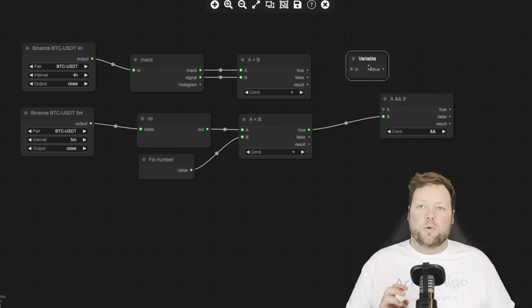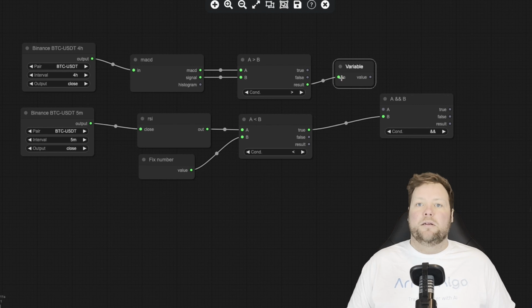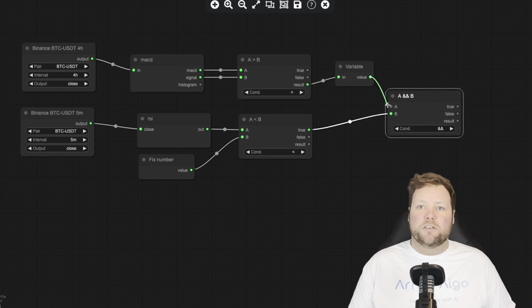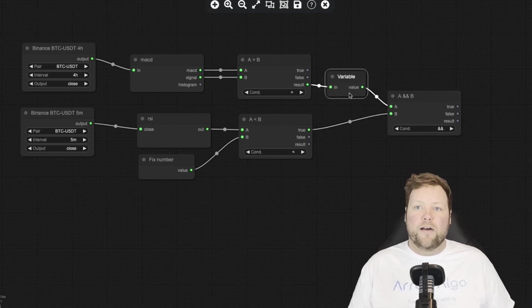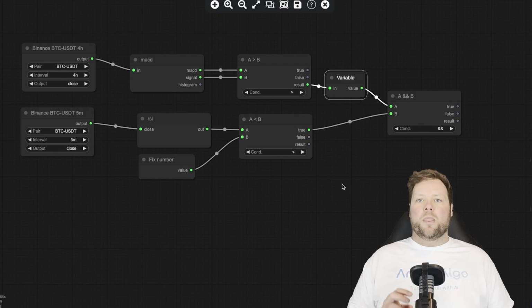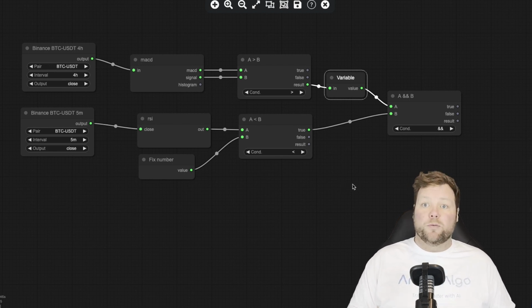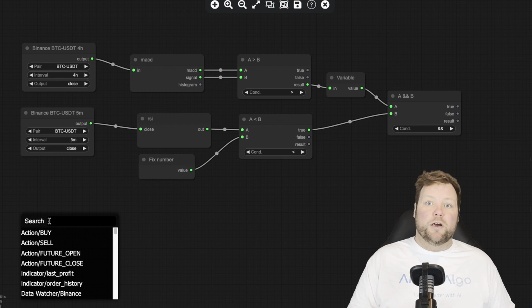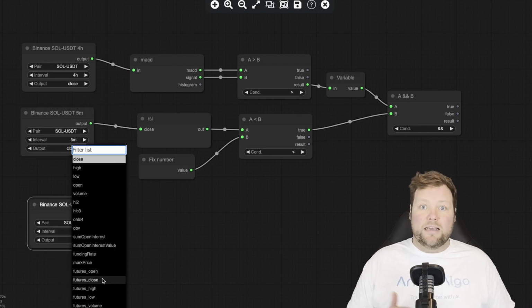This is one of the most important uses of the variable block. It lets shorter time frame blocks update constantly while still using the last known value of the longer time frame signal. Variables are also incredibly helpful for reusing the same value in multiple places or keeping your strategy organized, but we'll cover those examples in a later video.